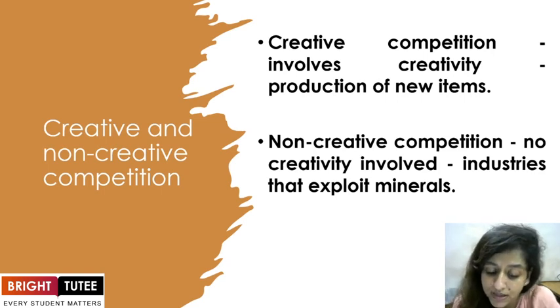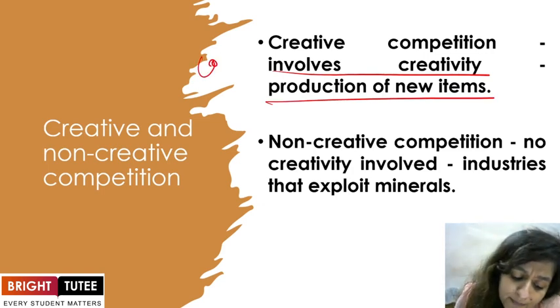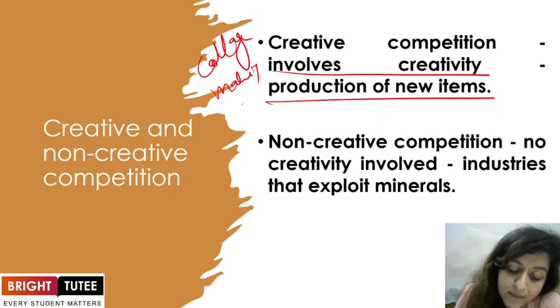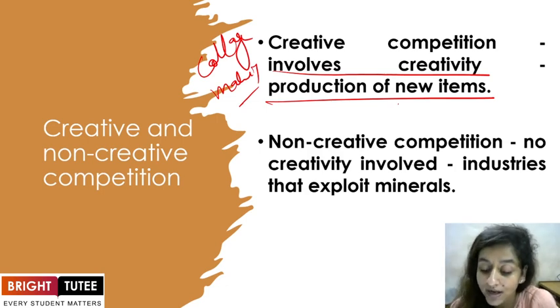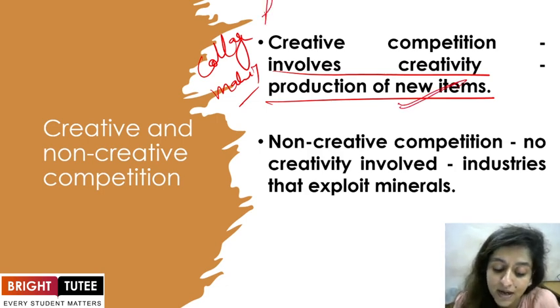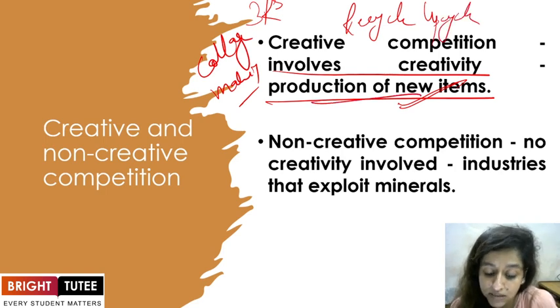Again, something that involves creativity or the production of new items is creative competition. For example, collage making is something where you will get a new item in hand, materialistically. If I tell you to do something with the 3 R's, recycle something, upcycle something, that becomes a part of the creative competition.